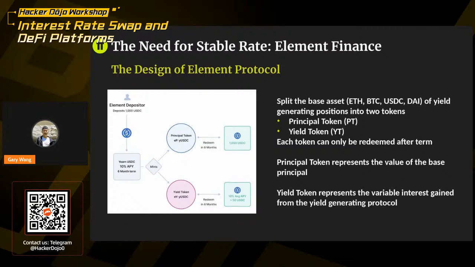Each token can only be redeemed after the term, which is 6 months. The principal token represents the value of the base principal. That is, for the 1,000 principal USDC tokens in this pool, after the 6 months of the pool period, you can redeem the original 1,000 USDC. And the yield tokens represent the variable interest gained from the yield-generating protocol, so gained from the Yearn USDC deposit, since Element Finance does the deposit for you. For example, if the Yearn USDC had 10% APY, then after the term, these 1,000 yield tokens will in total redeem the yield generated by the underlying Yearn pool after the 6 months.